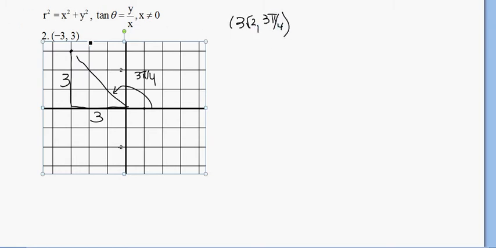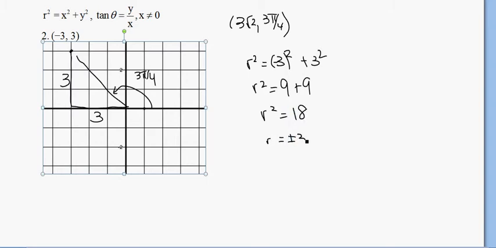Let's just use these formulas here to reinforce them. So r squared is equal to negative 3 squared plus 3 squared. So r squared is equal to 9 plus 9, so r squared is equal to 18. So r equals plus or minus 3 square roots of 2. The tangent of theta is equal to 3 over negative 3, y over x. So tangent of theta is equal to negative 1.